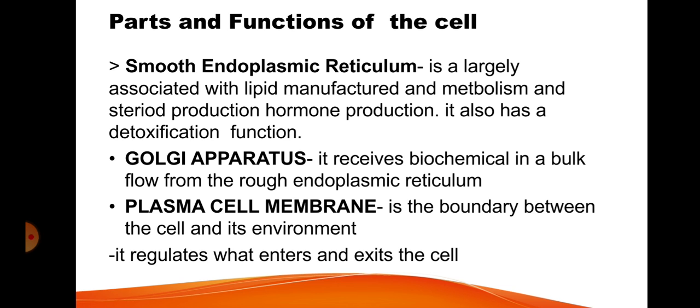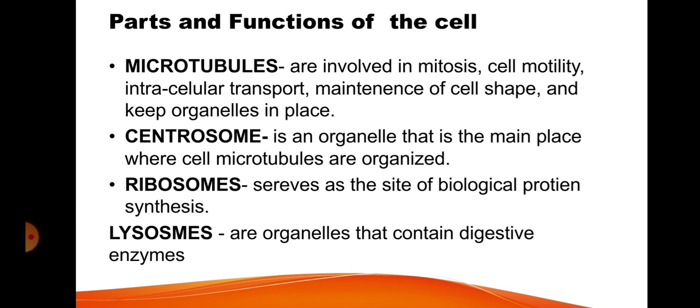Next is the Golgi apparatus. It receives biochemicals in a bulk flow from the rough endoplasmic reticulum. Next is the plasma cell membrane. It's the boundary between the cell and its environment, and it regulates what enters and exits the cell. Next, microtubules are involved in mitosis, cell motility, intracellular transport, maintenance of cell shape, and keeping organelles in place.